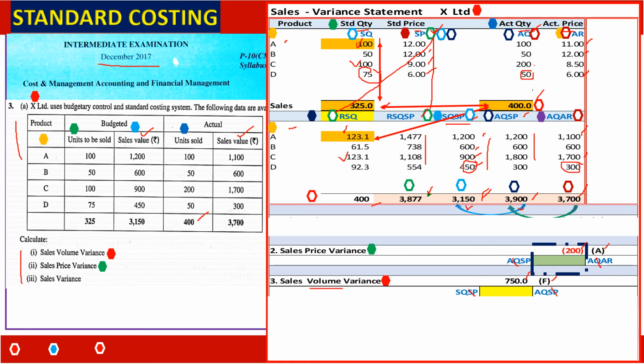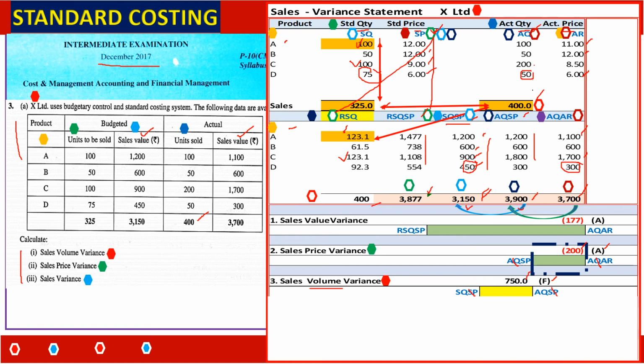And third one is sales variance. When you say sales variance, it talks of the total. When it is total, sales variance is RSQSP and AQAR. Overall, the width that is covered is from here to here, means we are talking of the first value and the last value. Sales value variance talks of 3,700 minus 3,877, and that is the sales value variance.